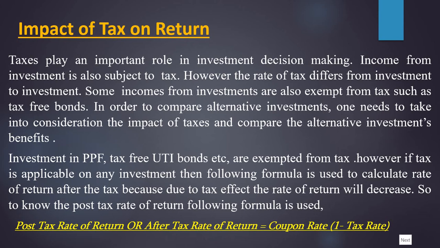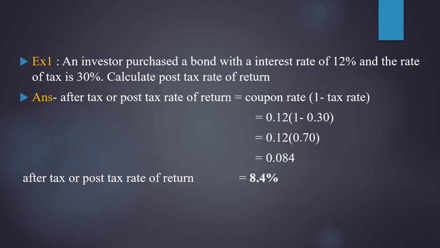To understand this, we will see one simple problem. An investor purchased a bond with an interest rate of 12% and the rate of tax is 30%. Calculate the post tax rate of return. So here an investor has purchased a bond, and the interest on that bond is 12%. The rate of tax is 30%, so the investor is paying 30% tax, correct?